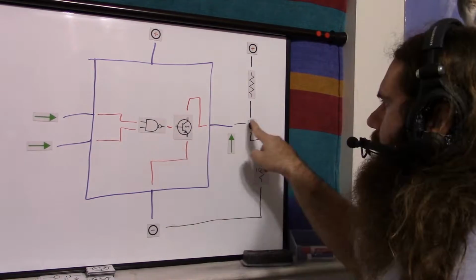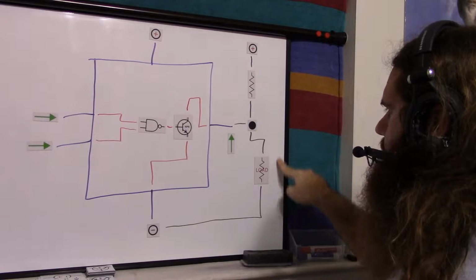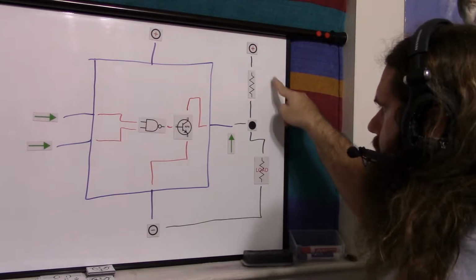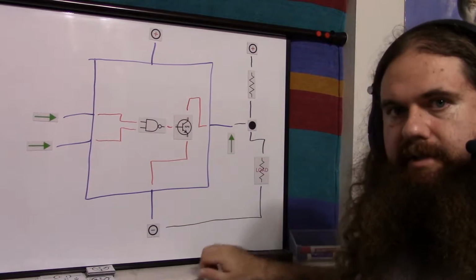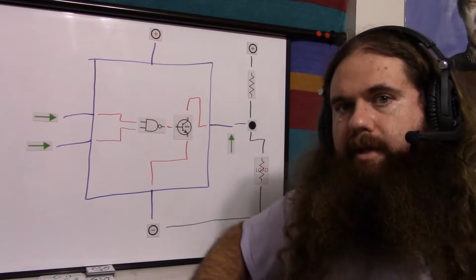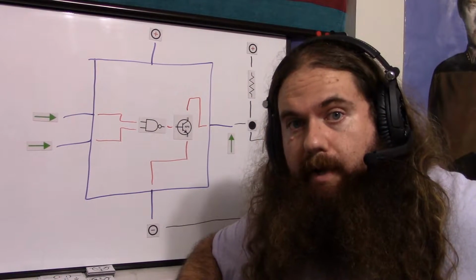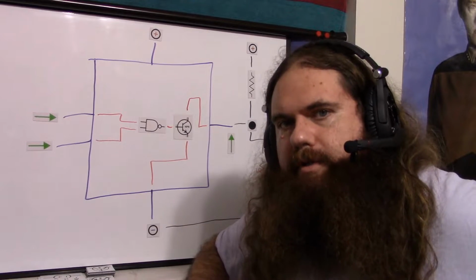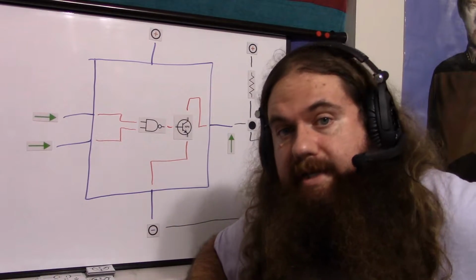You've got a transistor. Either your pull-up resistor is giving this its full voltage, or it's being pulled down and this is essentially off. Now, why do we want this? Especially since it consumes more power. There's actually 3 different reasons, and I'm not going to go into too much detail right now.